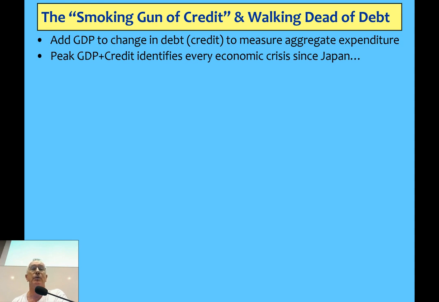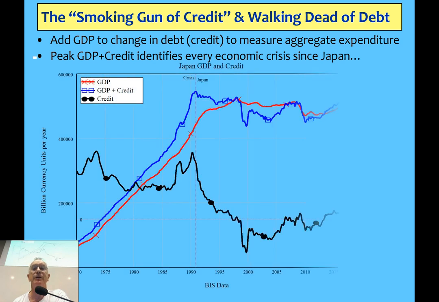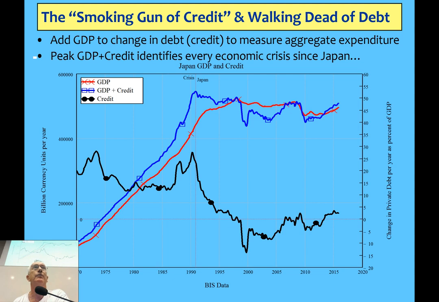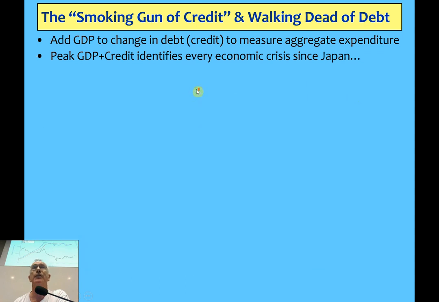The peak of the two, GDP plus credit, identifies every economic crisis since Japan. This is starting with Japanese data because we have had 25 years of warning of the situation we're now in. So the red line here is Japan's GDP in billions of yen per year. The blue line is GDP plus change in debt, credit. And you can see that since the crisis began, demand in Japan has never returned to the level it reached in 1990.